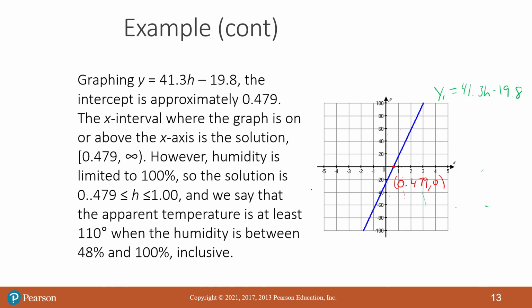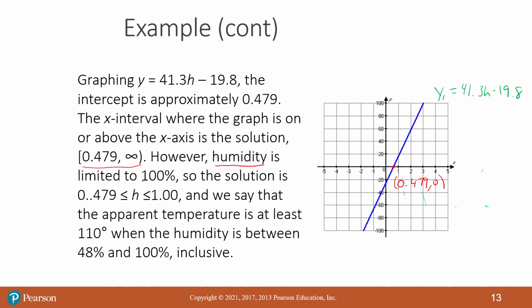Now, here's where the real world situation comes into play. We are talking about humidity. Humidity, that's what the whole problem itself is talking about. Now, humidity is rated in percentage. That percent can go from 0 to 100, but that percent can't go over 100. So, because of that, our solution is going to be limited from 0 to 100. Now, that's just from the problem situation itself. We've already determined that the lowest point it can be is 0.479.